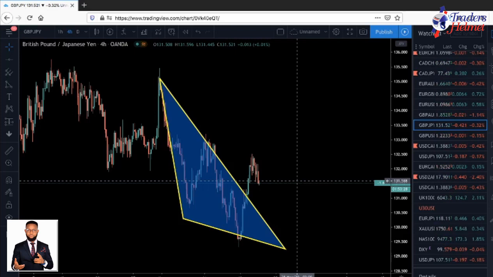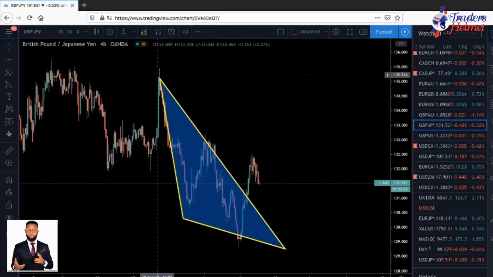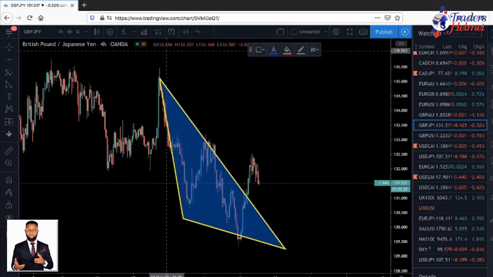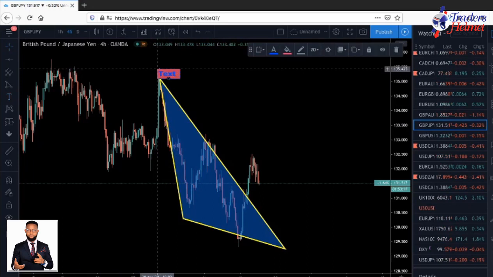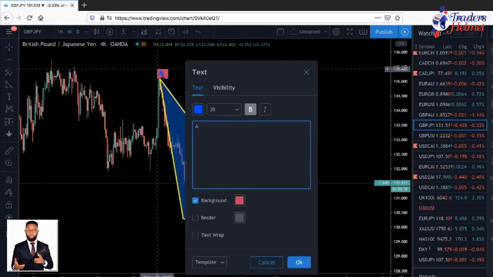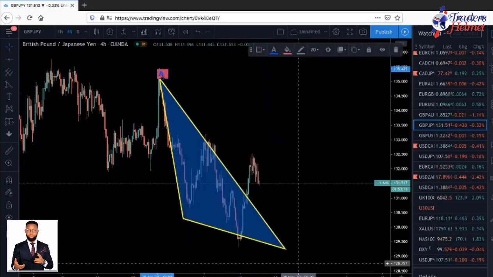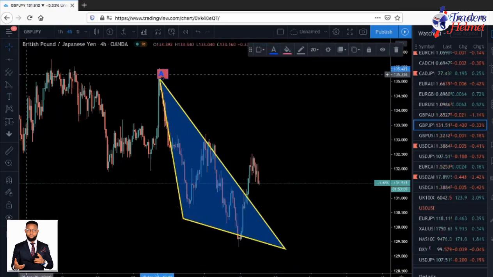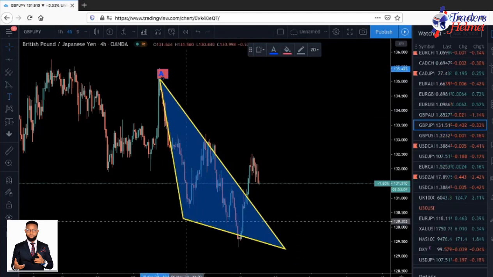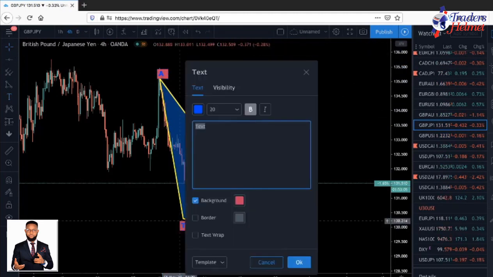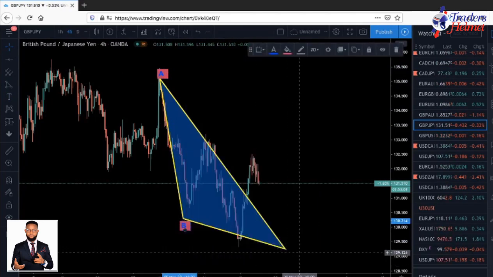Now, your first drawing is the A. This is point A. So we're going to have our point A over here. The next is our point B. Next is our point B. And next is going to be our point C.